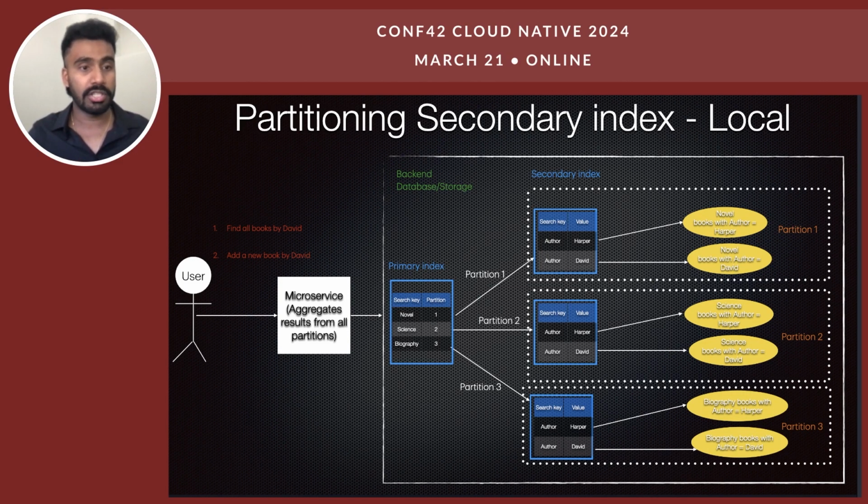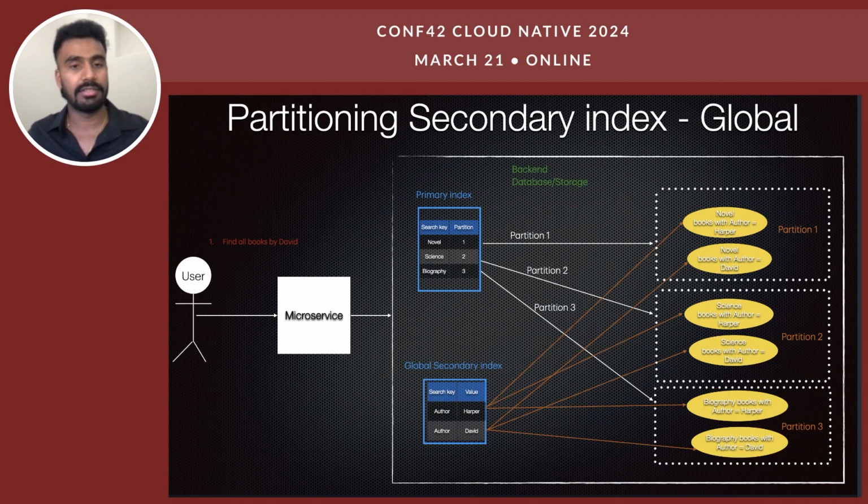So what is the solution? What we need is not local for this particular use case, but a global secondary index. So here in this architecture, the secondary index is not local, it does not pertain to a specific partition, but it is at the level of the primary index itself. Now, when a user tries to find all the books for that particular author, we can directly let the microservice query through the secondary index.